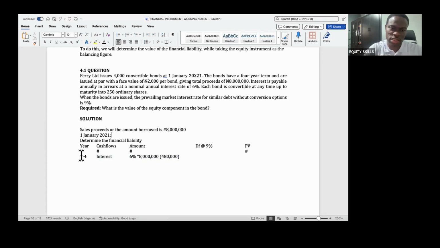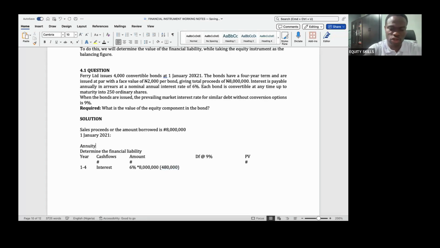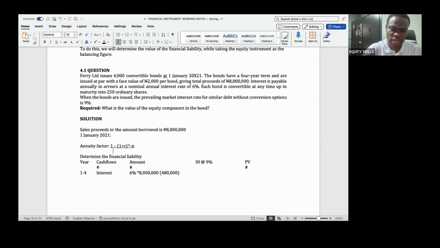And since the amount of interest is 480,000 per annum every year from year 1 to 4, when you want to determine the present value of that, you will use the annuity factor. You have to use the annuity factor whenever you want to determine the present value of an annual amount. And the annuity factor is determined as 1 minus (1 plus R) raised to the power minus N, divided by R.